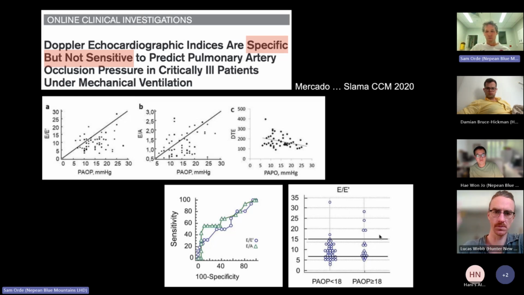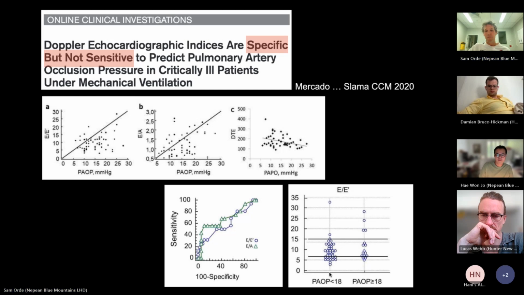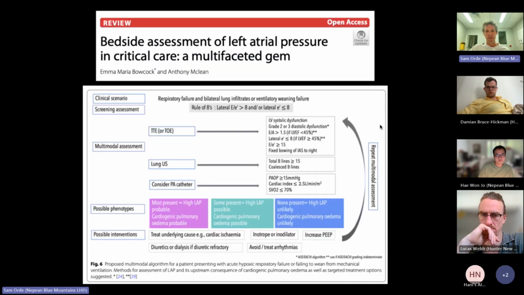So if you've got a wedge pressure, you've got an E to E prime that's greater than 15, it's not perfect, but it's okay to say that it's raised. But if it's less than 8, then again, we're probably okay saying it's normal. But again, you're going to have discrepancies in there. So not perfect as a static measure. Evidence has shown it's not great in the critically ill, and therefore you've got to do other things. And that's what I'm hopefully going to show you with this.